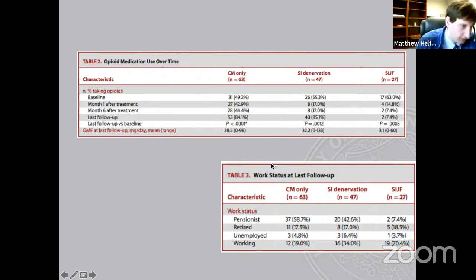And then you look at the work status, which I find very important in telling the patient's quality of life. You can see that 70% of SI joint fusion patients were working at their last follow-up. Meanwhile, denervation and conservative management were 34% and 19%.